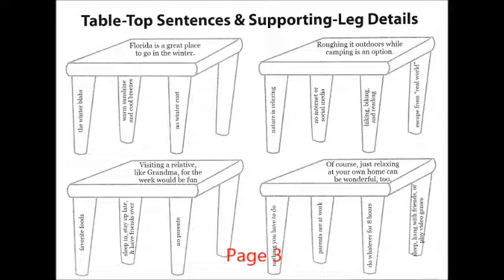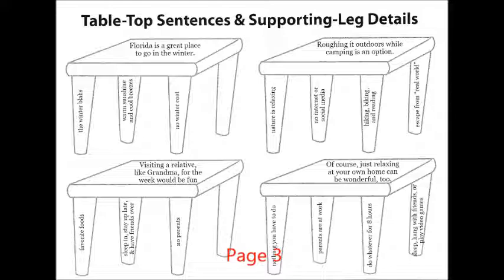This is your third page. On this page, you can see that each topic sentence is supported with a supporting leg detail. For every topic sentence, there's at least 3 details, and this is like a table in real life. In real life, you cannot have a table without at least 3 legs. That means your tabletop sentences should not have less than 3 details. Everything should be having at least 3 details. Sometimes it may have 4 or 5 or 6 or 7 or 8, but it needs to have at least 3.